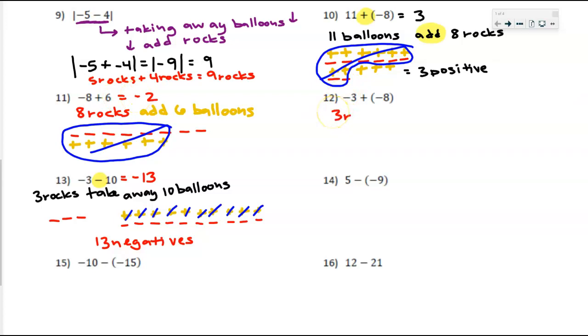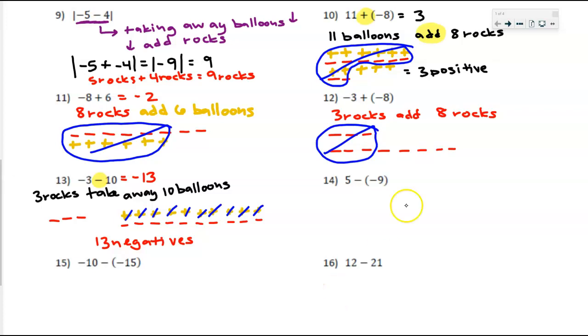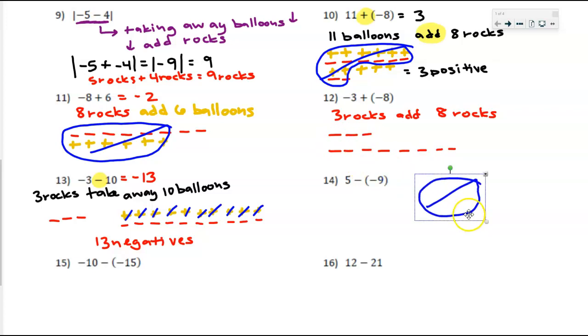Number 12 is 3 rocks. Add 8 more rocks. So here's my rocks, 1, 2, 3. Whenever I'm adding, that just means put it in the basket. So what else am I going to put in the basket? 8 rocks, 1, 2, 3, 4, 5, 6, 7, and 8. I saw this mistake a lot. Are those zero pairs? No, just because you stacked them one on top of the other doesn't make them zero. So we should not draw them as zeros. Instead, count what we actually have. 3 rocks and 8 more rocks is equal to 11 rocks, or -11.